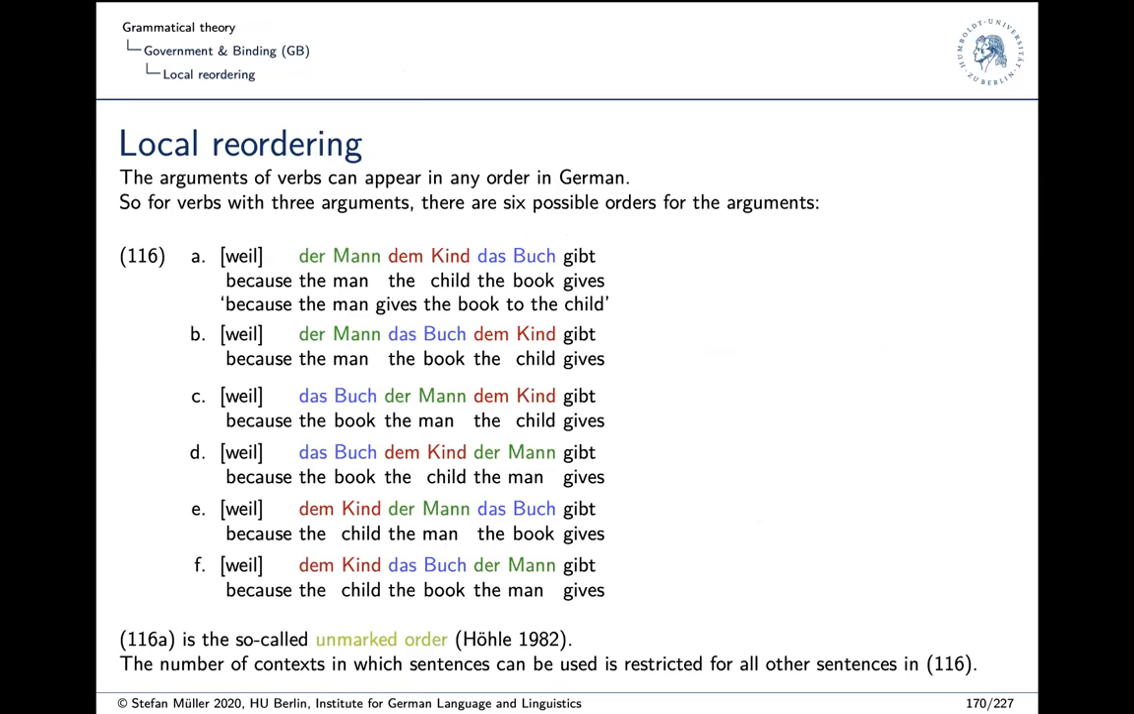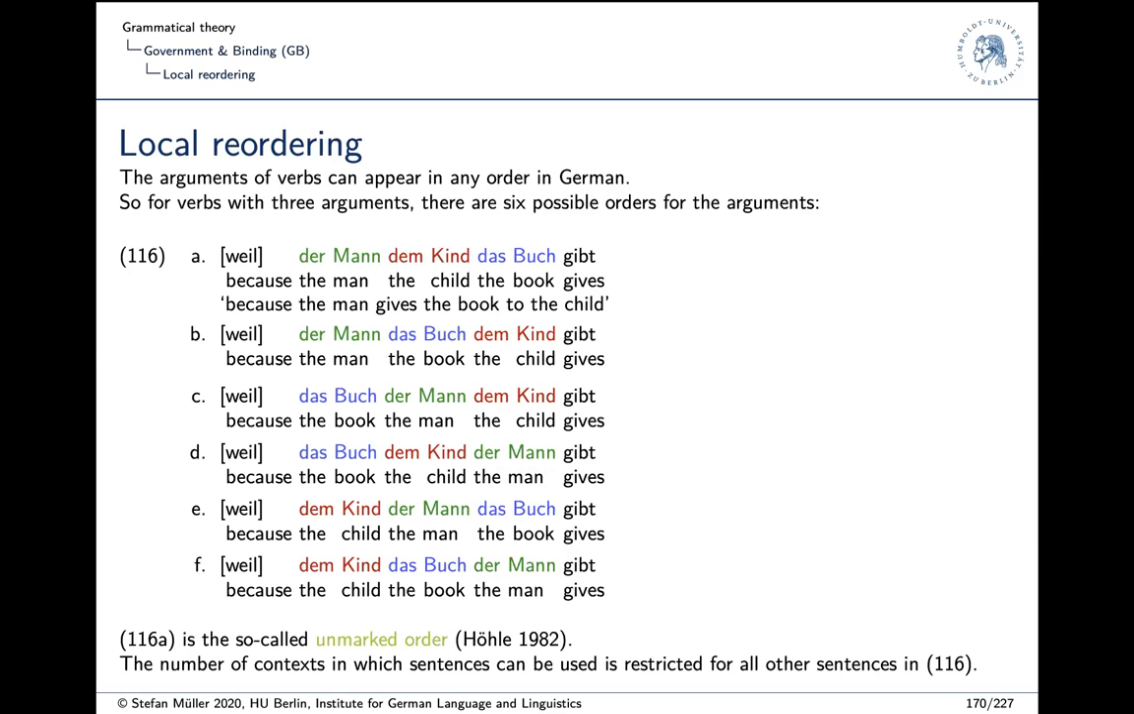Okay, the last topic for today is local reordering. If we look at the examples in 116, 116a is an example with a ditransitive verb with nominative, dative, accusative, and the arguments are said to be in the unmarked order. That's the paper by Höhle I already cited. He says this sentence can be used in most contexts. So if you learn German and you wonder about the order of the constituents, you may just use the order in 116a. Your language output may be a little bit boring, but in principle, that should be the order that is usable in all contexts.